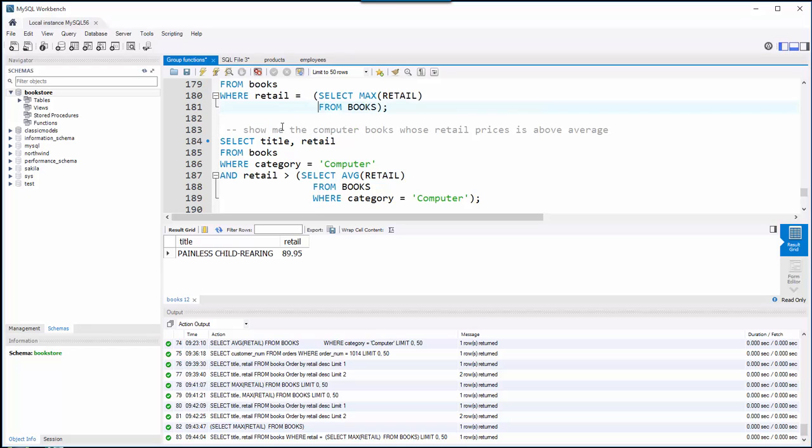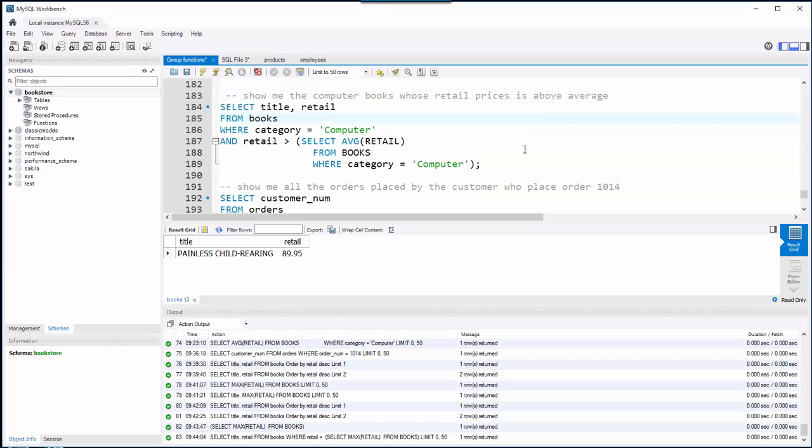So the question is, show me the computer books whose retail price is above average. That kind of begs the question, what is the average price for books in the computer category? And I should have probably put that in this question here. I want computer books whose retail price is above average for computer books. Okay, so that's basically two questions.